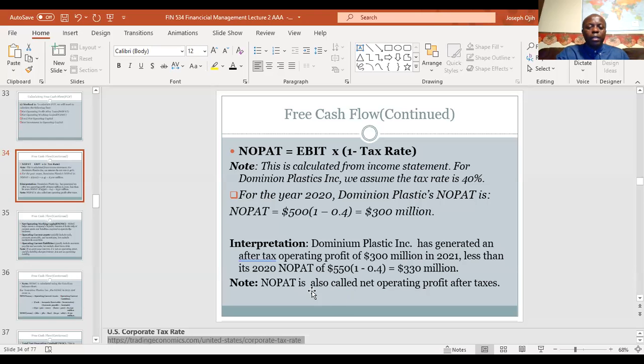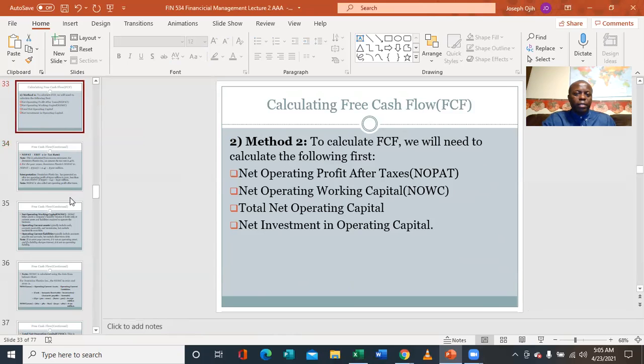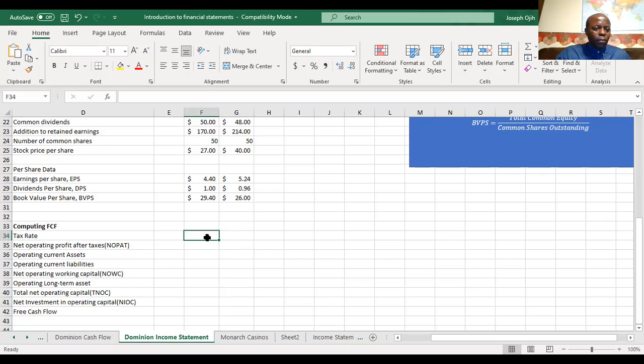So the first thing is to find the net operating profit after tax, which I call NOPAT. The formula for NOPAT is EBIT, which means earnings before interest and taxes, times one minus the tax rate. And like I told you, for the sake of our analysis, I assume that the tax rate for Dominion Plastics is 40%, which is 0.4.